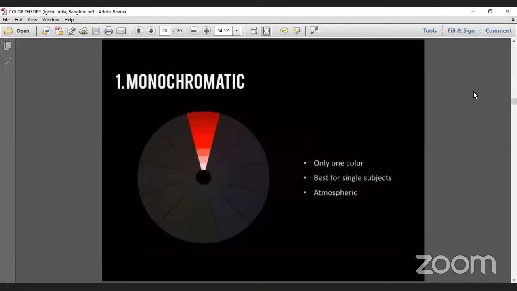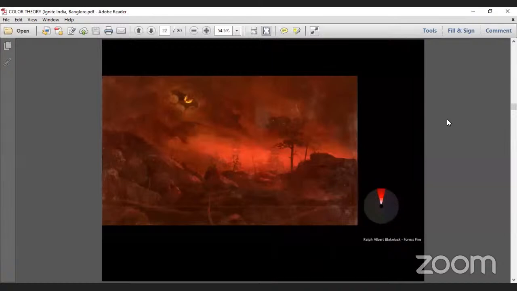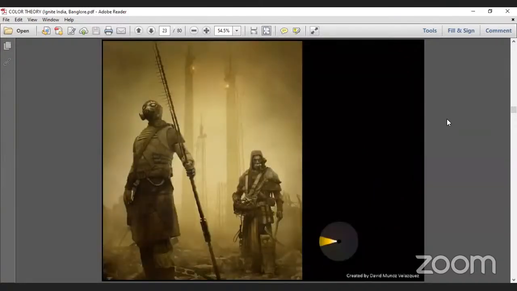Now, as I was telling previously, monochromatic means only one color, best for single subjects, atmospheric. This is a good example for monochromatic composition. Have a look at it, everyone, quickly. Fine, let's move forward now. So we had a look at what is monochromatic composition, a few other examples, and the color tone used in that particular composition. Okay.